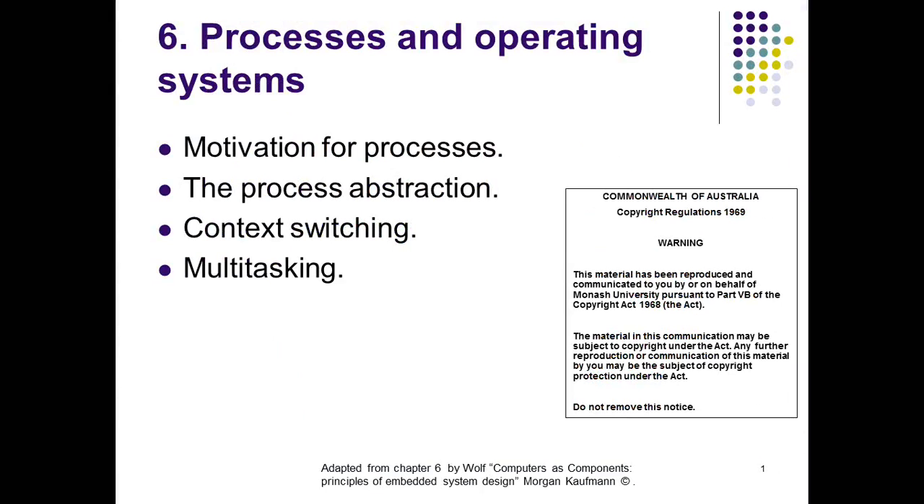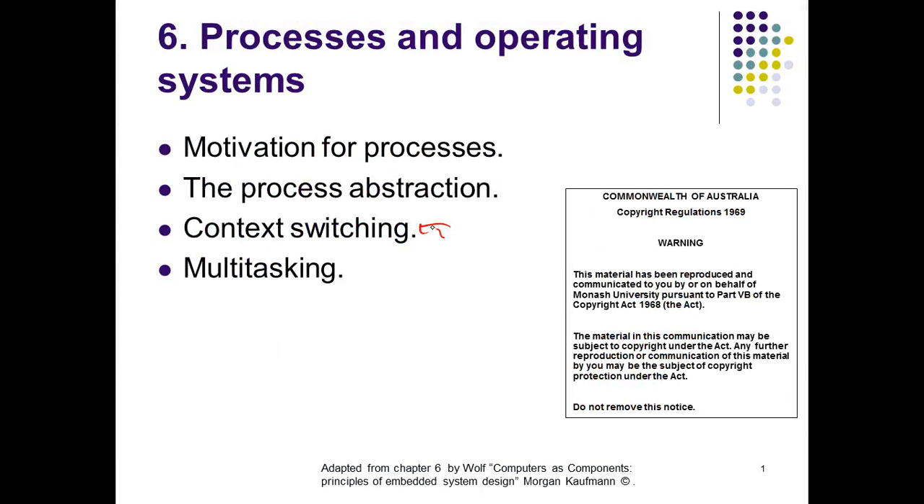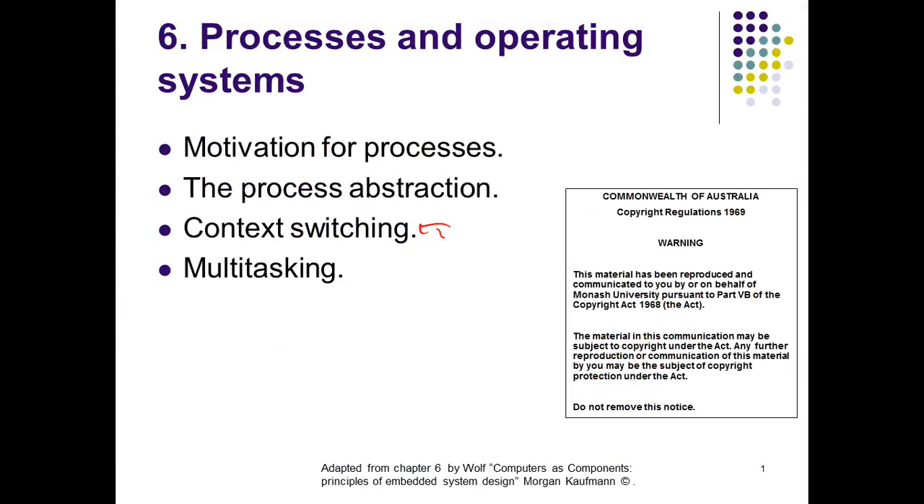So we're just going to introduce processes, why we use processes, and then mainly get on to talking about multitasking. What are the different methods for multitasking? Why do we need to do it in the first place? Context switching is the key process within multitasking. It's saying, stop doing one process, do the next process. How do you do that switch?